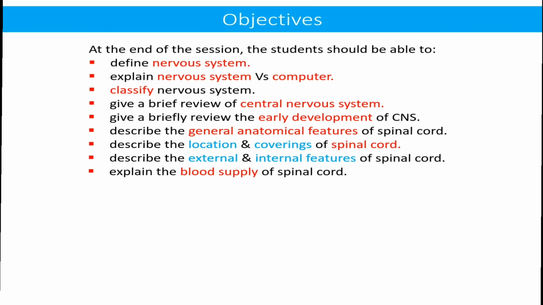give a brief review of the early development of the central nervous system, describe the general anatomical features of the spinal cord, describe the location and coverings of the spinal cord, describe the external and internal features of the spinal cord, and lastly explain the blood supply of the spinal cord.